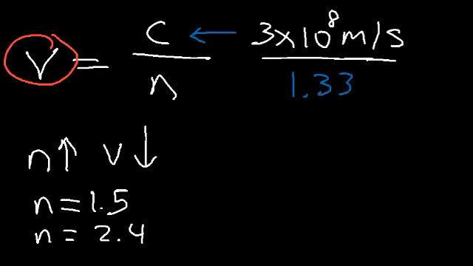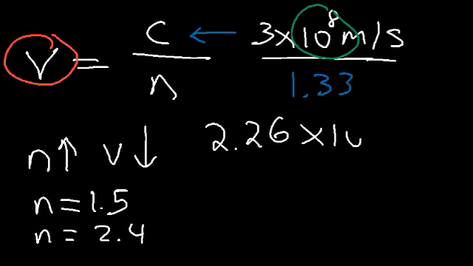meters per second. So let's calculate the speed in water. All you have to do is divide 3 by 1.33, and you should get 2.26. And then you can simply add this value times 10 to the 8 meters per second. So as you can see, light is a little bit slower in water than it is in pure empty space.